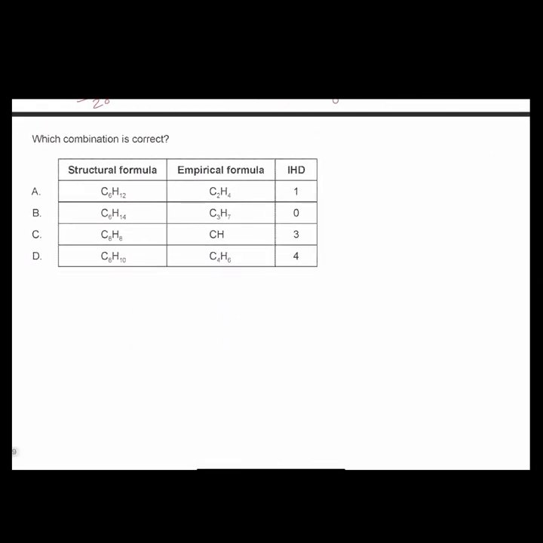For the next one, we have to find which combination of molecular formula, empirical formula, and IHD is correct. So let's start. In the first case, the molecular formula is C6H12. The empirical formula will be the simplest whole number ratio between these two. CH2 should have been the empirical formula of A, but the given empirical formula is C2H4, which is wrong. So A isn't the answer. The next one, C6H14. If we take the simplest whole number ratio, 6:14, it will be 3:7, and hence the empirical formula is C3H7. So B can be the answer.